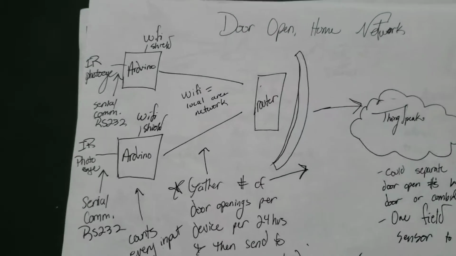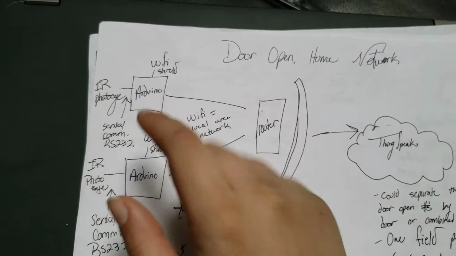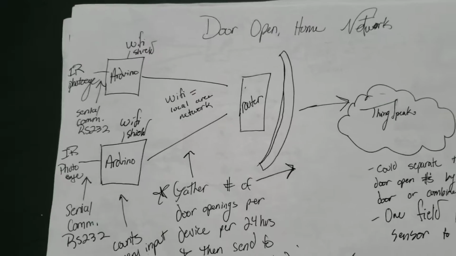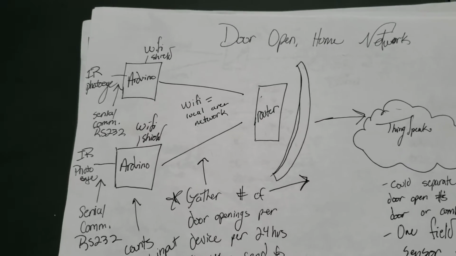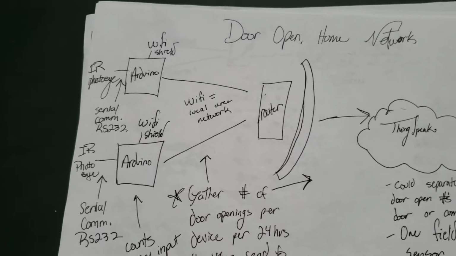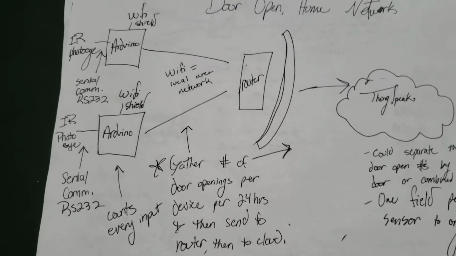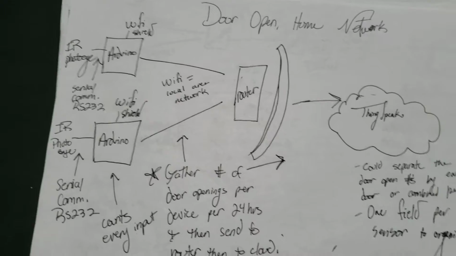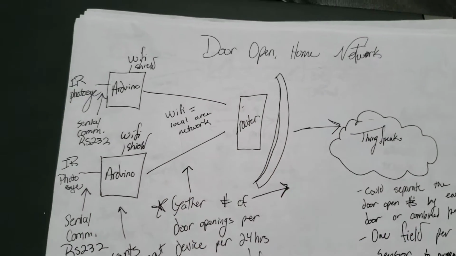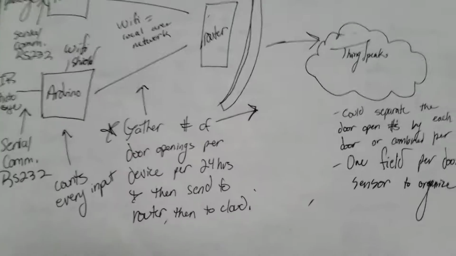What I've got here is our devices are going to be these IR photo eyes, and they will be communicated to Arduinos with Wi-Fi shields via RS-232 serial communication. And the Arduinos will count every input. With the Wi-Fi shield, they will go to the local network via the router.